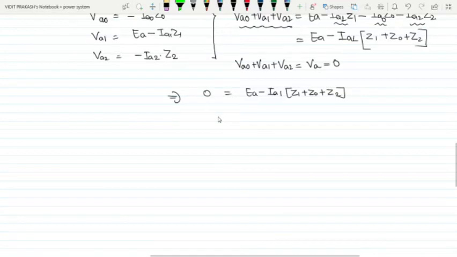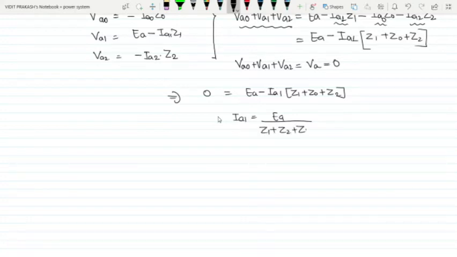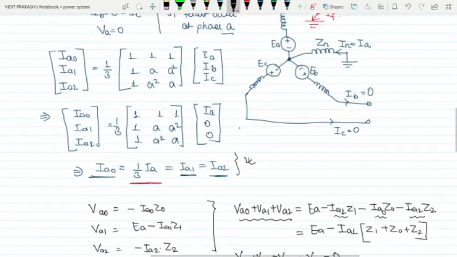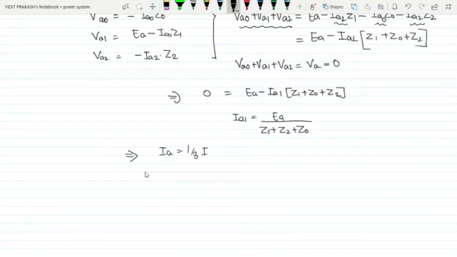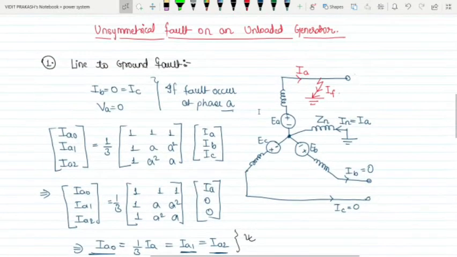So IA1 will be EA by Z1 plus Z2 plus Z0, right? Now, what we got earlier here, IA1 is equal to 1 by 3 IA. If fault occurs at phase A, then IA will be equal to IF.